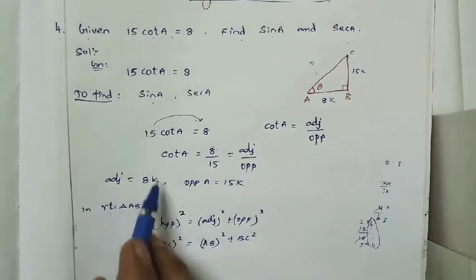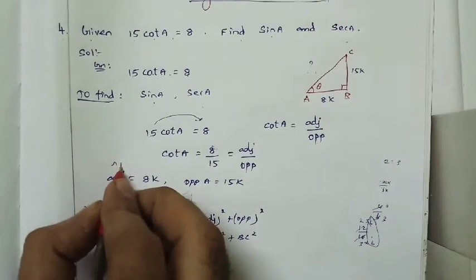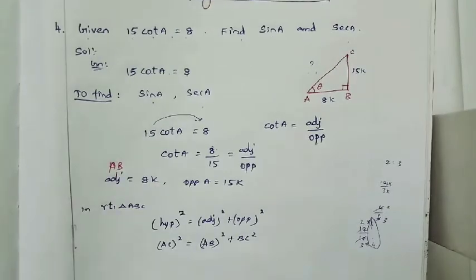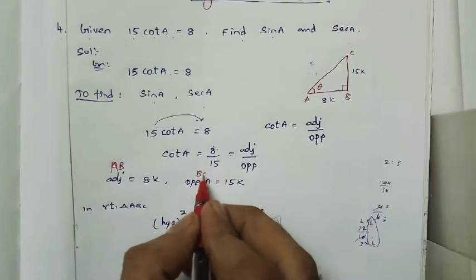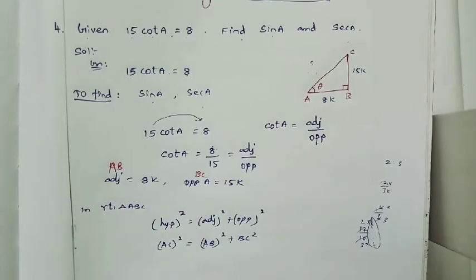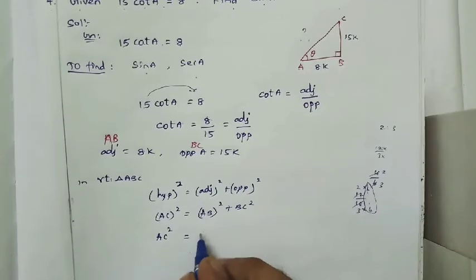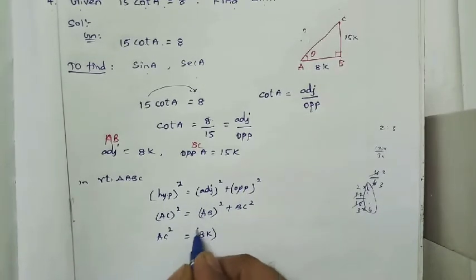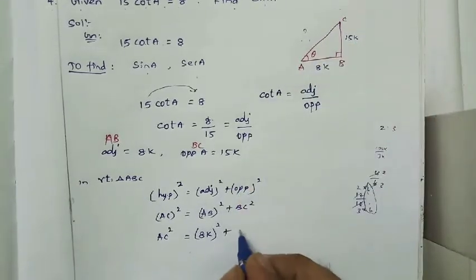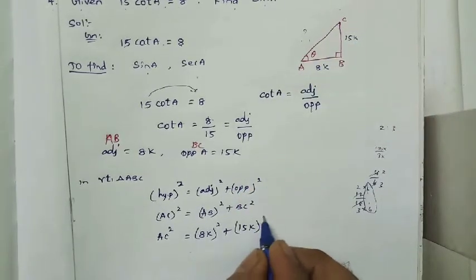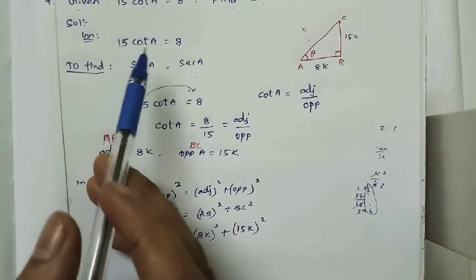We know the length of AB. What is AB? AB is nothing but the adjacent side. AB is equal to 8k, and BC is equal to 15k. Substitute the values. So AC square is equal to 8k whole square plus BC, which is 15k, the whole square.